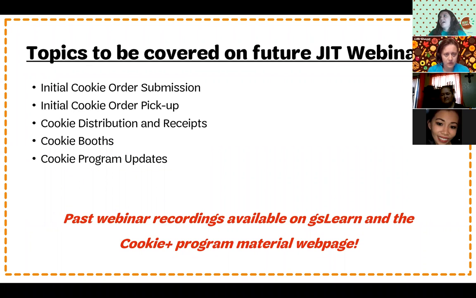And then lastly, here are some topics that will be covered on future just-in-time webinars that we may have glossed over today. So initial cookie order submission, initial cookie order pickup, and then I'll definitely add to this list how to forecast your initial booth order. We will also talk about cookie distribution and the importance of receipts. We'll talk about cookie booths, and at those webinars, we will also provide any cookie program updates that we can.